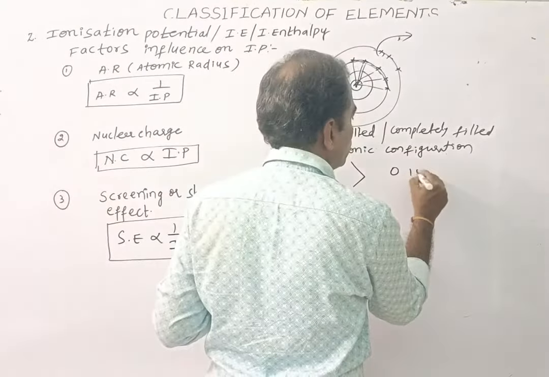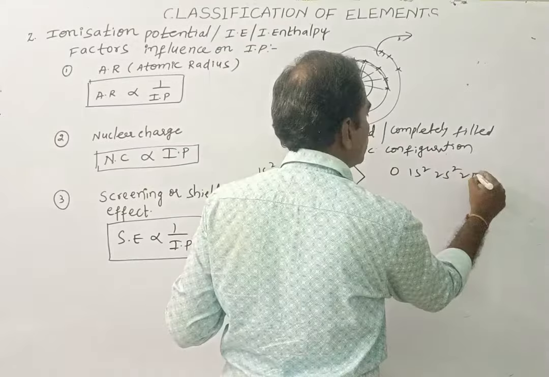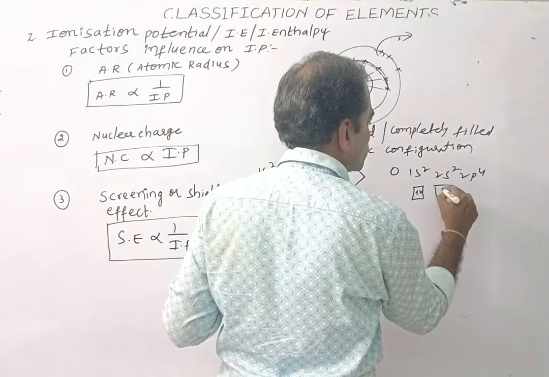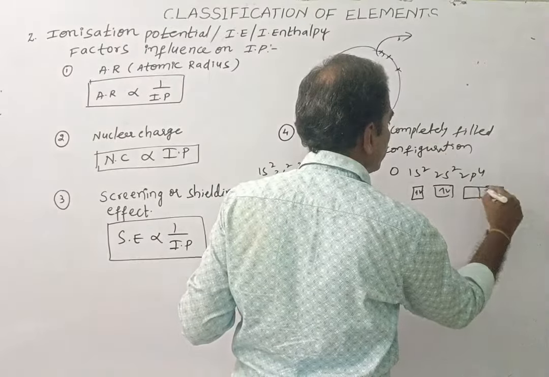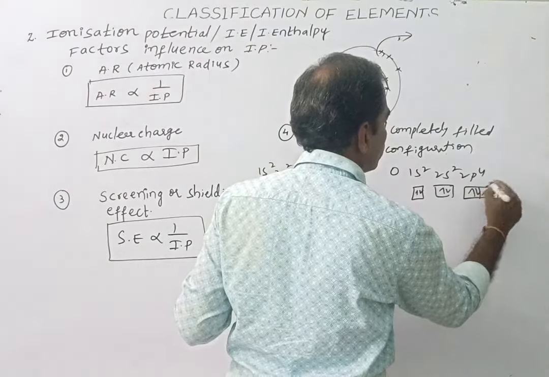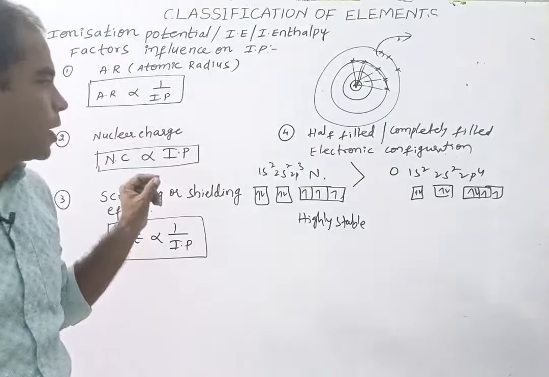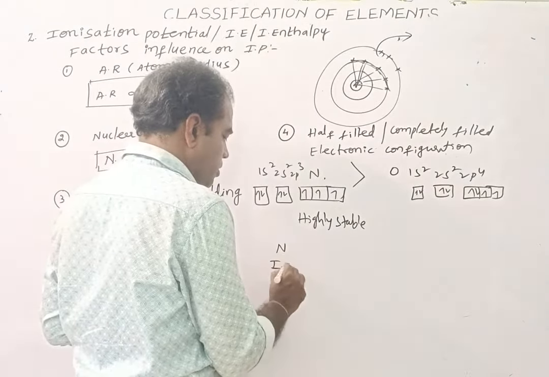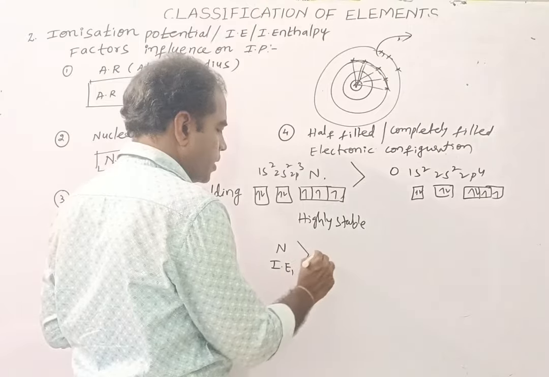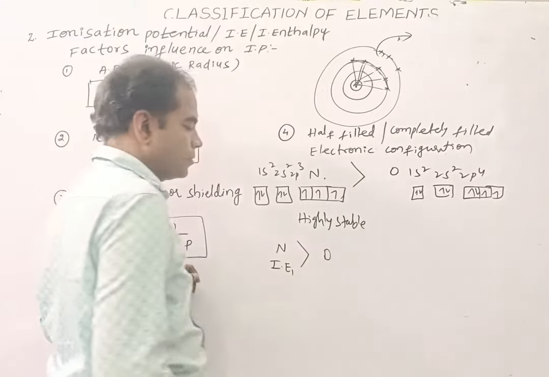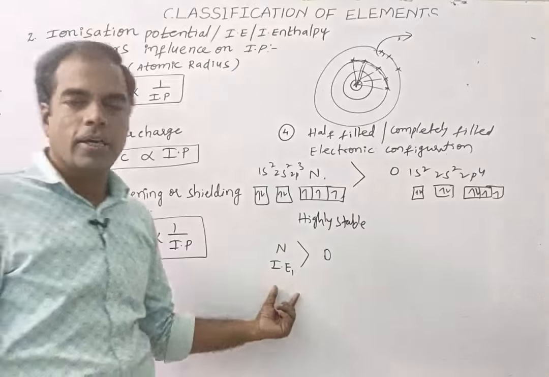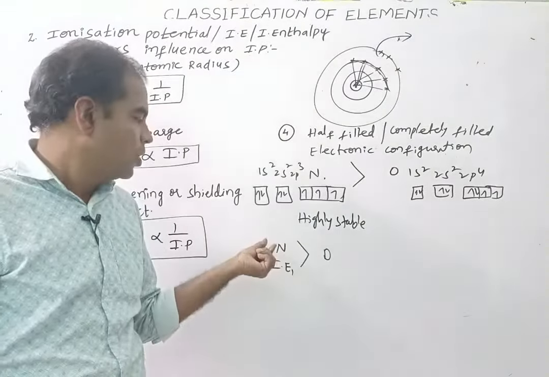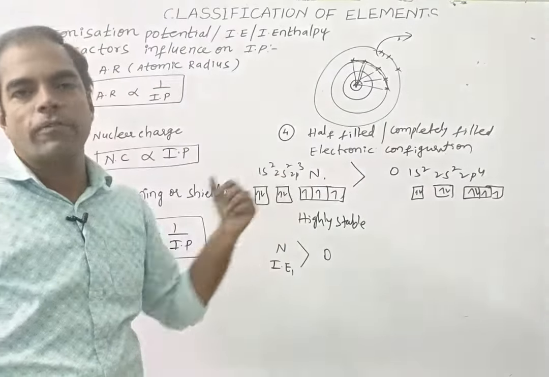Here oxygen is 1s2, 2s2, 2p4. Here 2 electrons in 2s2, but in 2p4, 1, 2, 3, 4. Remember, nitrogen's ionization energy, IE1, is greater than oxygen. The first ionization energy of nitrogen is greater than oxygen. Why? Because of the half filled electronic configuration.